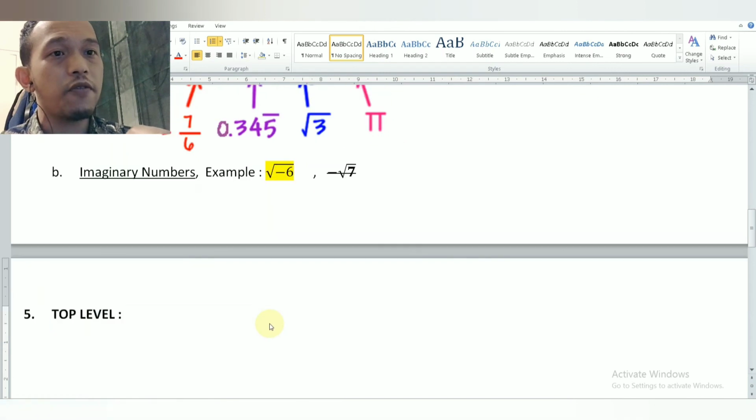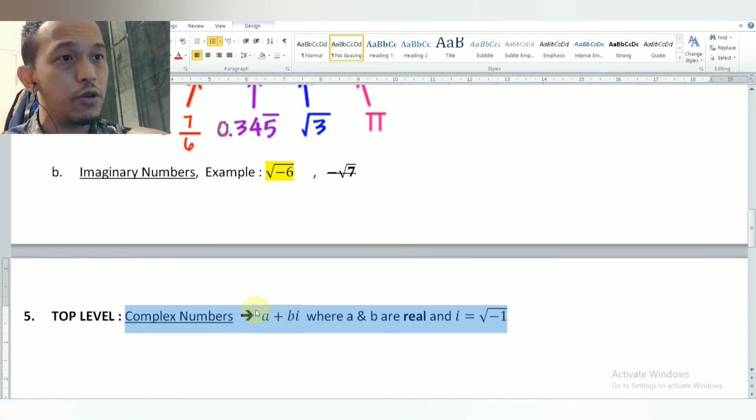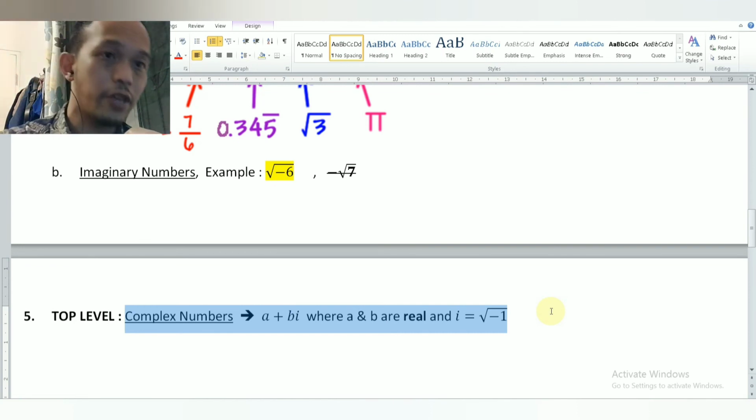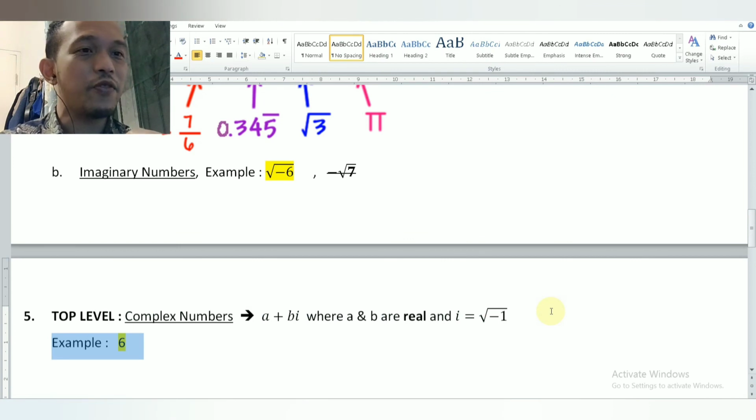And how about the top level? Yeah, we have complex numbers. The complex number's general form is a plus bi, where a and b are real numbers and i is the square root of negative 1. We will discuss complex numbers later in the fifth chapter, so just stay cool. For example, 6. Is 6 a complex number? Yes, since it can be represented in a plus bi form, which is 6 plus 0i. So 6 is a complex number.